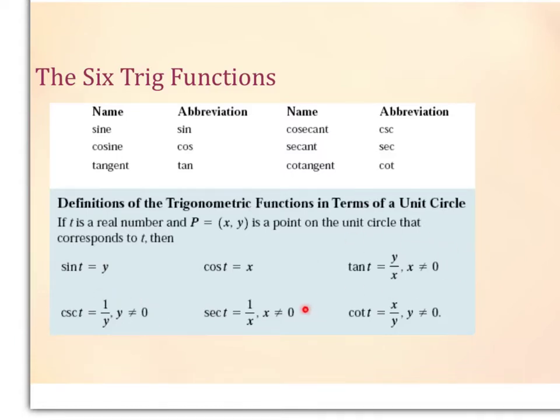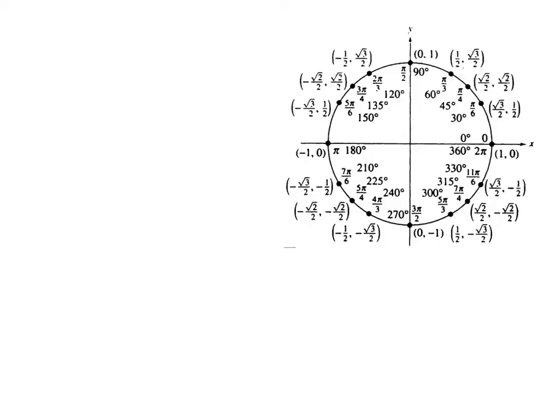Cosecant is 1 over y. Secant is 1 over x. Cotangent is x over y. So if I'm using the unit circle, notice that if I'm looking at particular points, I can evaluate my trig ratios based on those definitions of triangles, points on the unit circle, and I can tie it all back together. So it's not random. What I mean by this, let's look at our unit circle, okay?